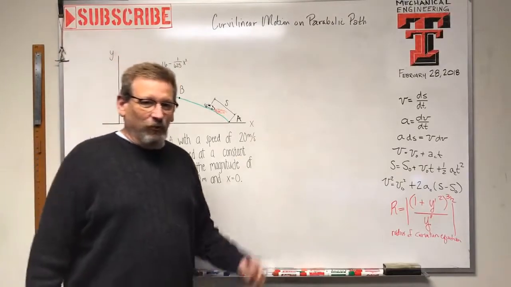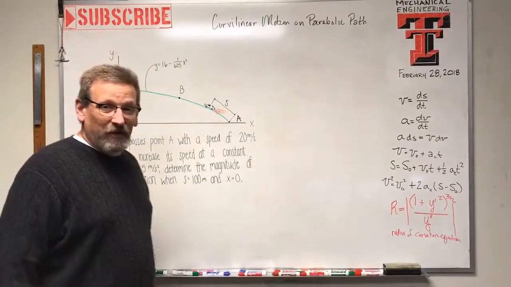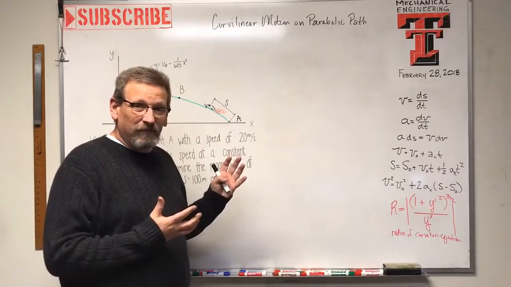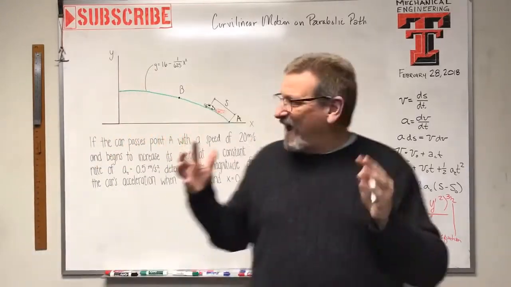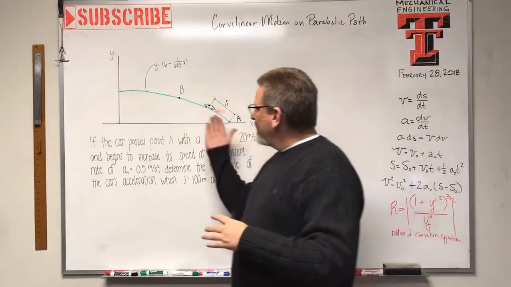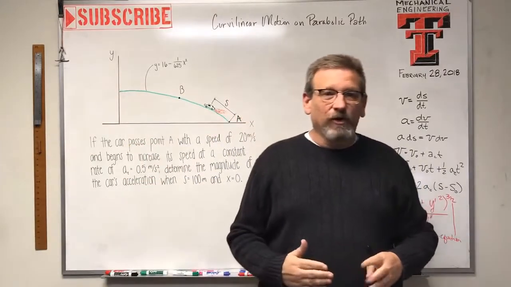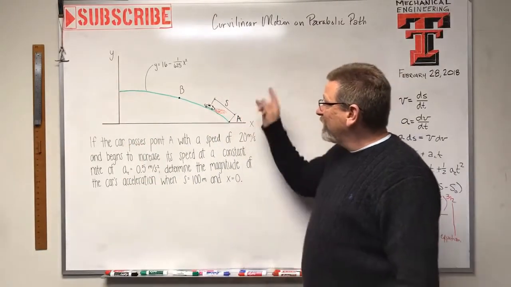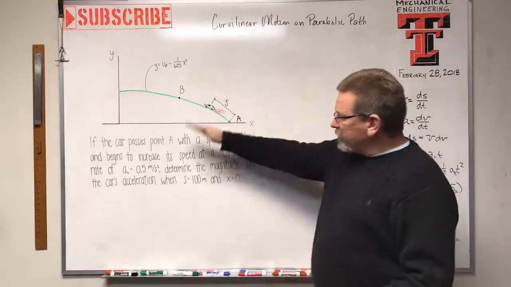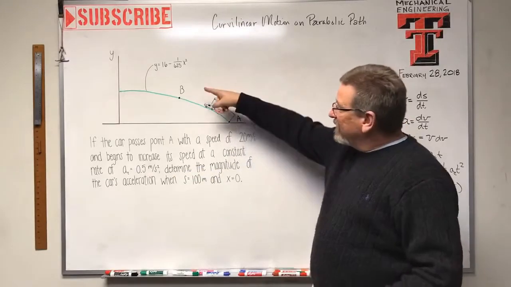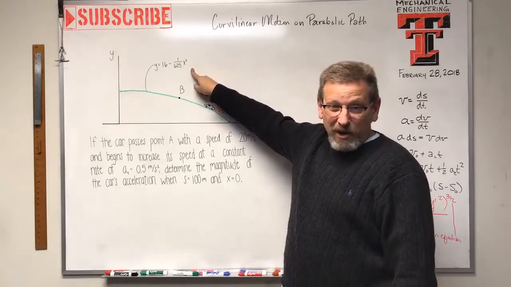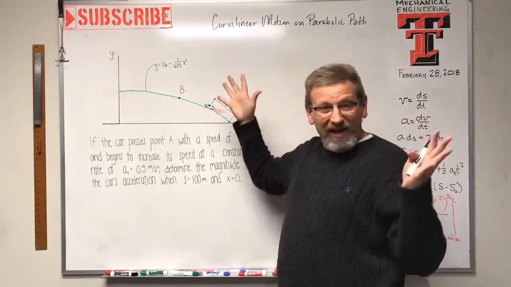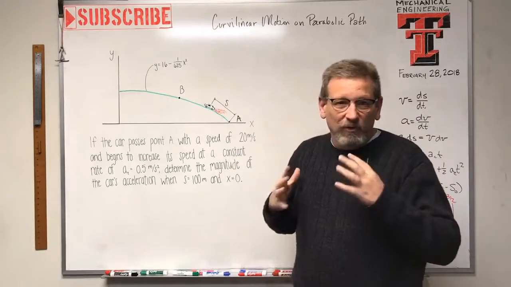Okay, friends and neighbors, we're back and we're talking about curvilinear motion again, but this time on a parabolic path. What happens when my object is moving around a curved path, but the radius of the curve is not just some fixed value? This time the radius of the curve is constantly changing. It's parabolic. What? Well, we're going to have to do a few things differently.